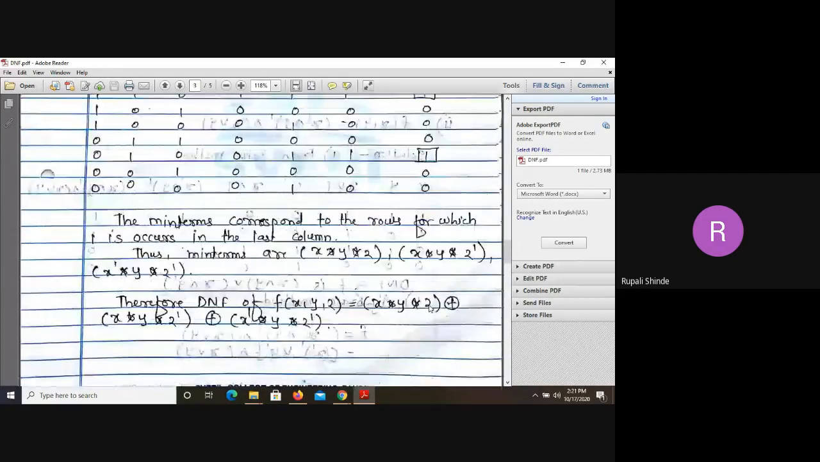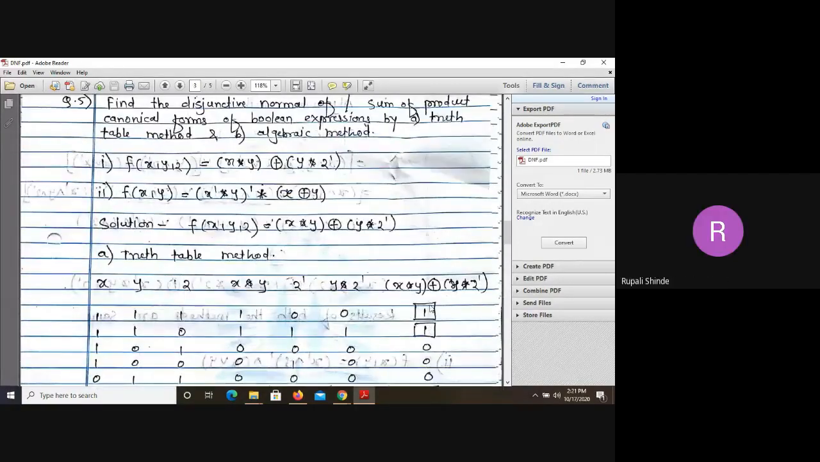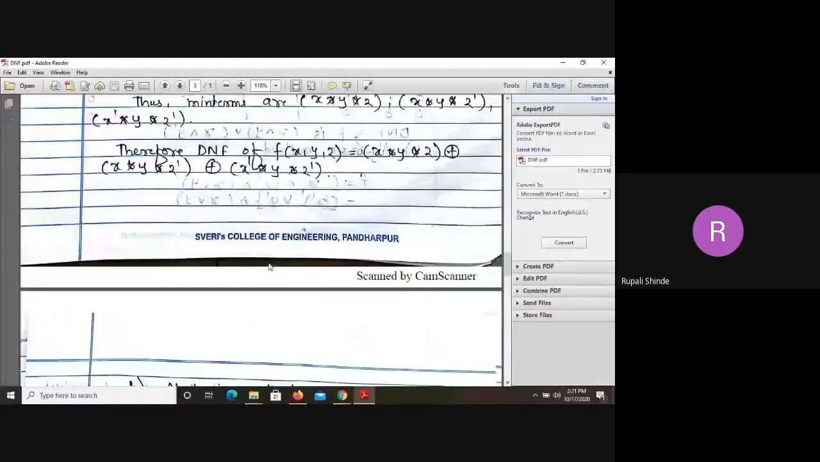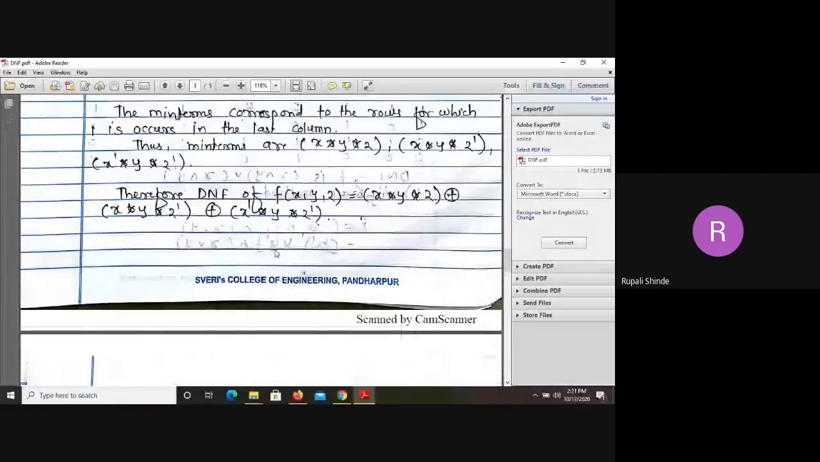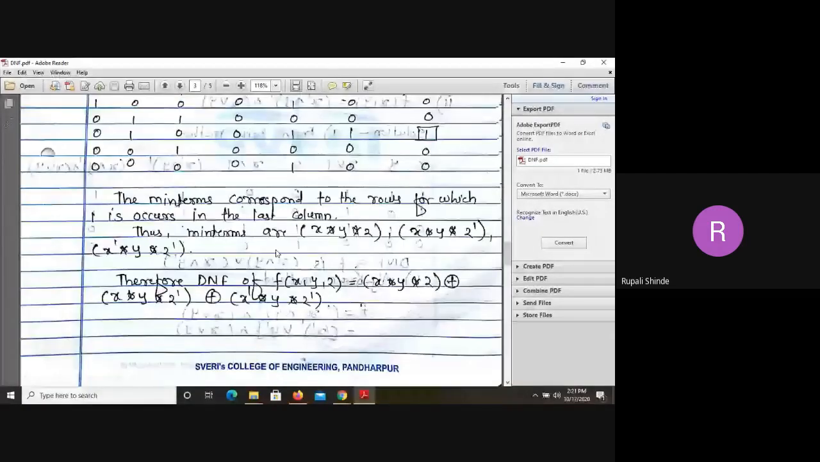No, that is not correct. 1100. Okay, that is good. 1100. Yes, that is correct. So how can we represent it using minterms? These are the values in the last column, 1100.